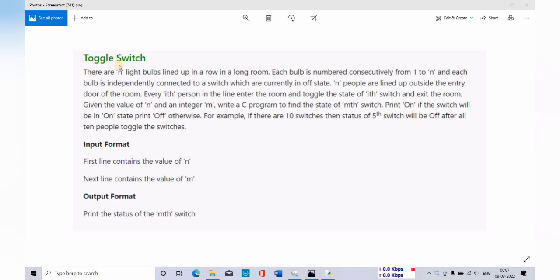Let's move on to the question. Toggle switch. See, there are n light bulbs lined up in a row in a long array.